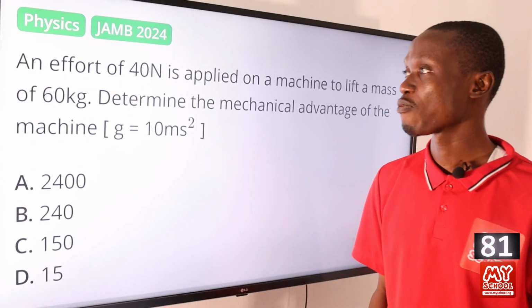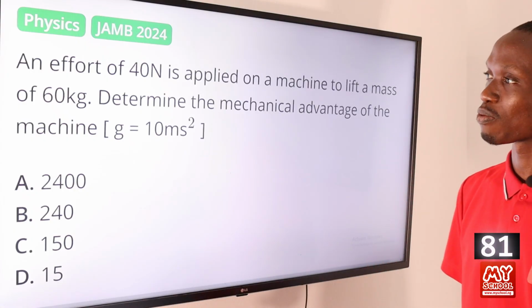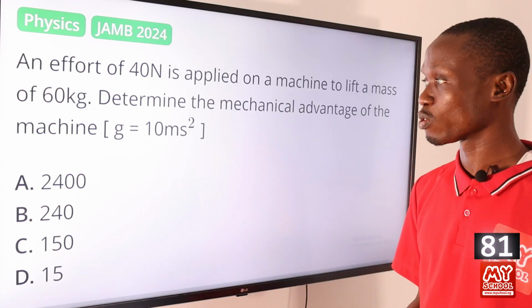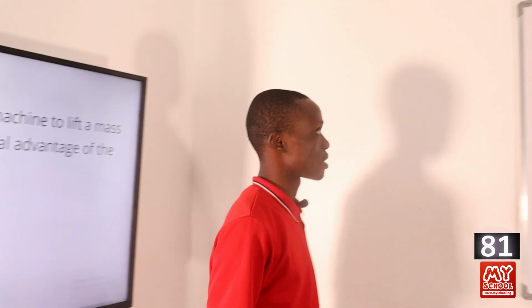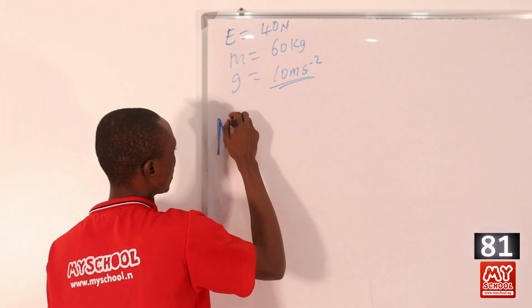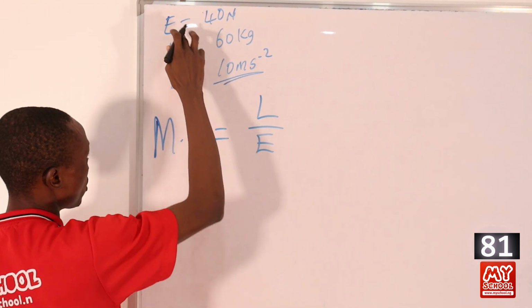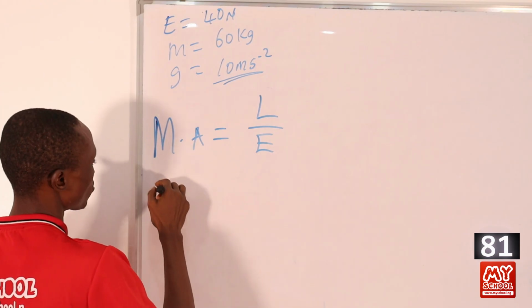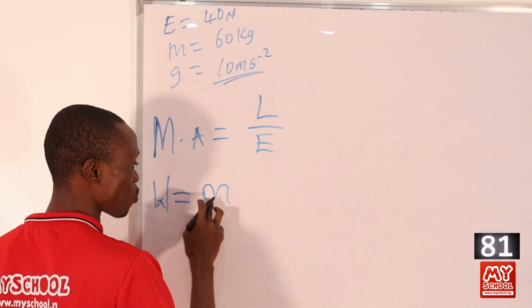2.25 joules. Question 81. An effort of 40 Newton is applied on a machine to lift a mass of 60 kilograms. Determine the mechanical advantage of the machine. We are asked to take acceleration due to gravity to be equal to 10 meters per second square. So let's move over to the board to provide answer to this question. So we know that mechanical advantage is equal to load all over effort. Okay, and we are given effort, but we are not given load. But remember that load too is also a kind of force, or weight in this case. So weight is W, weight W is equal to mg.